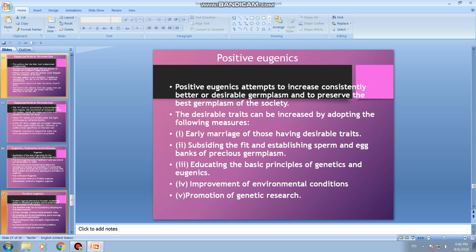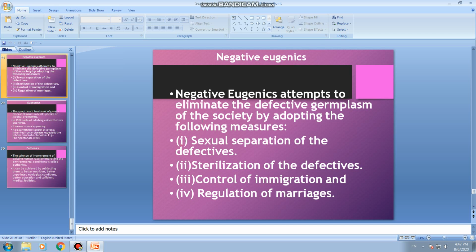Early marriage of those having desirable traits, subsidizing the fit, that is giving some money to the fit individuals, and establishing sperm and egg banks of precious germ plasm. Educating the basic principles of genetics and eugenics, improvement of environmental conditions, and promotion of genetic research. In negative eugenics, attempts are made to eliminate the defective germplasm of the society by adopting the following measures: sexual separation of the defectives, sterilization of the defectives, control of immigration, and regulation of marriages.